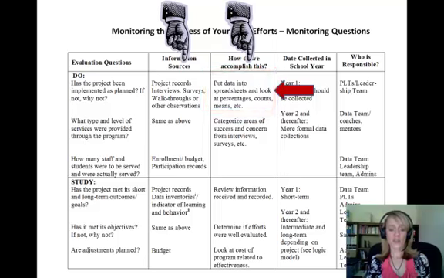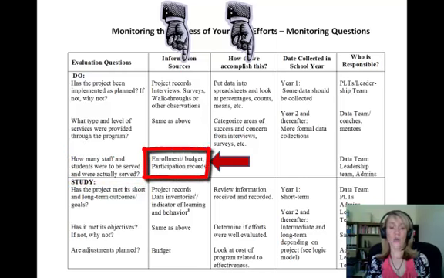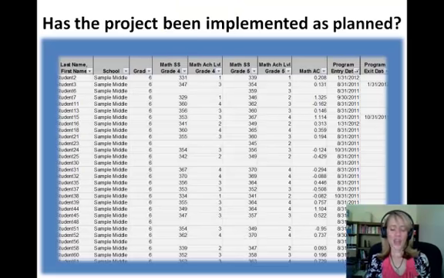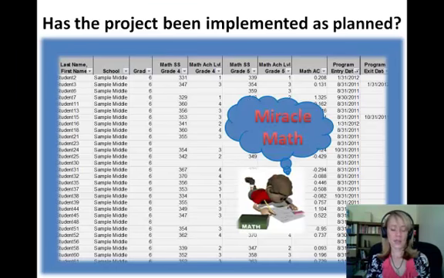To answer the question, how many staff and students were to be served and how many were actually served, you might use records of eligible criteria, students screened, enrollment and participation rosters, and possibly budget pay records. Let's consider the question, how has this project been implemented as planned within our Miracle Math example?